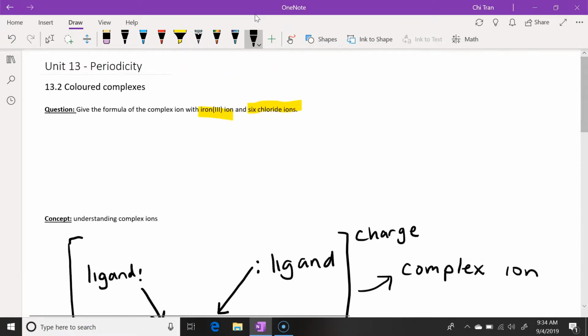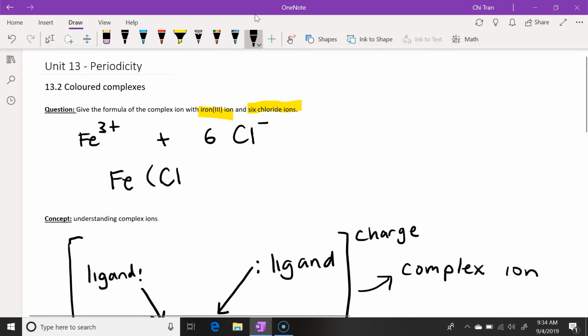So going back to the question, we have iron 3 ion and 6 chloride ions. So let's first write the charge and the ions out, and we can start to form our formula. So we have our iron and our 6 chloride molecule in square bracket, and we would simply need to work out the overall charge. So there is the charge of 3 negative, and so that is our final answer.